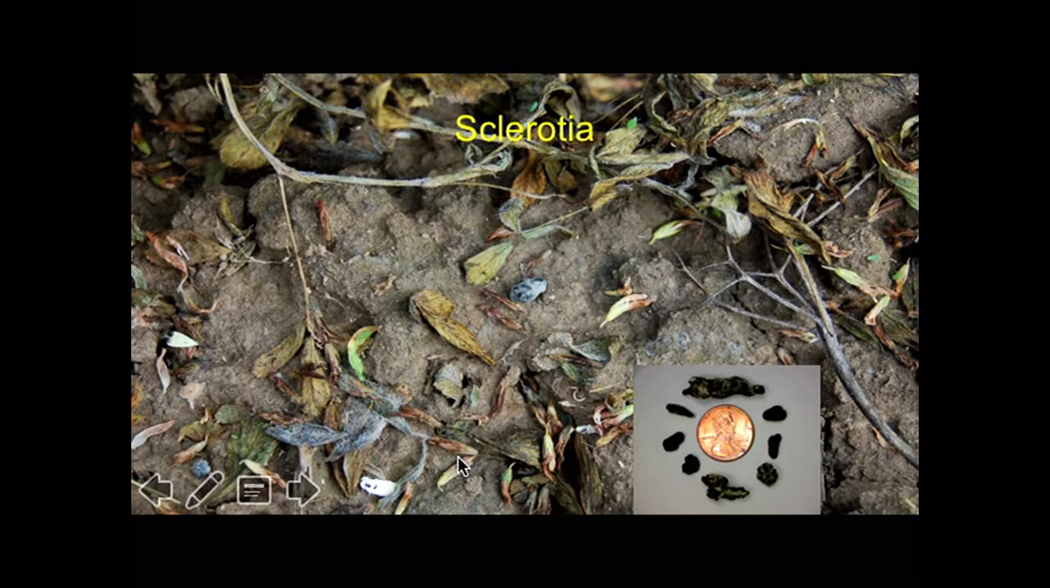This is just a picture. These sclerotia can be all sorts of different sizes and shapes. So this is a sclerotium on the surface of soil. Here's another smaller one over here. And this is just some that I collected from some soil and compared it to the size of the penny here. But you see that it can be really different sizes and shapes.